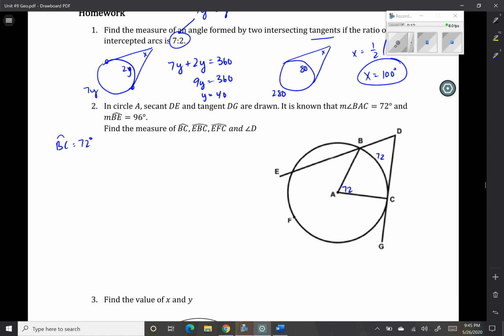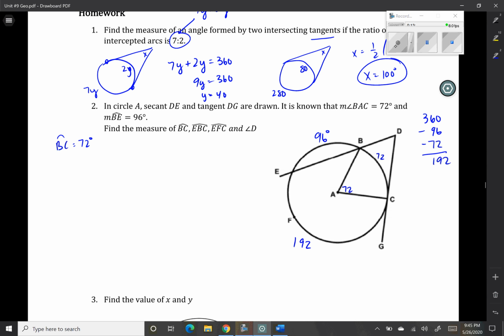It then says that arc BE is 96. Now to find arc EFC, I know that that's the remaining arc of this circle. So if I take a full circle and subtract the two arcs I already know, I should get that remaining arc. So if I do 360 minus 96 minus 72, I'm left with 192. That's this big arc over here.